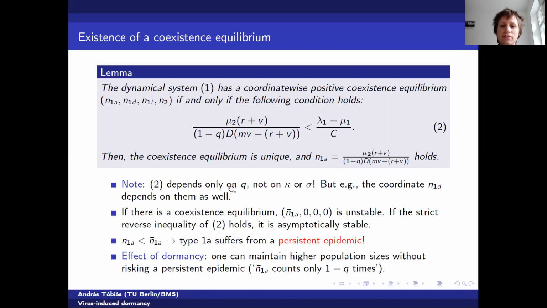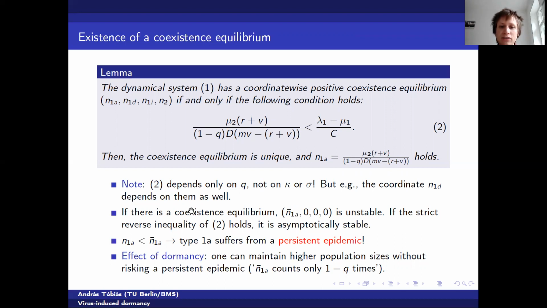Note that this inequality depends only on the dormancy initiation probability q, not on the death rate scaling kappa or the resuscitation rate sigma of dormant individuals. So only q is decisive, but for example, when we want to compute the dormant coordinate m1d of the coexistence equilibrium, then it also depends on kappa and sigma.